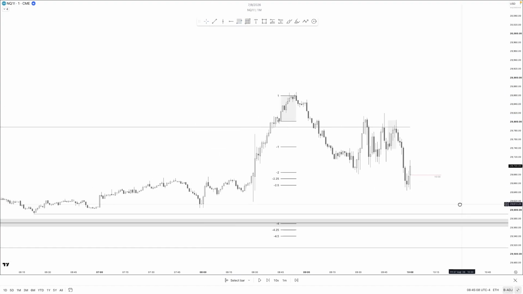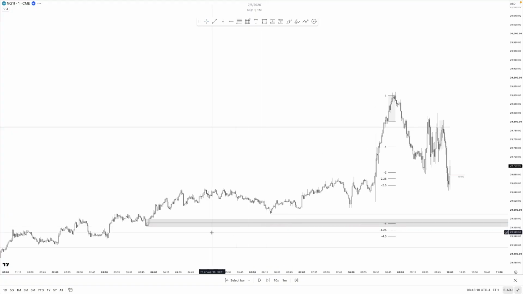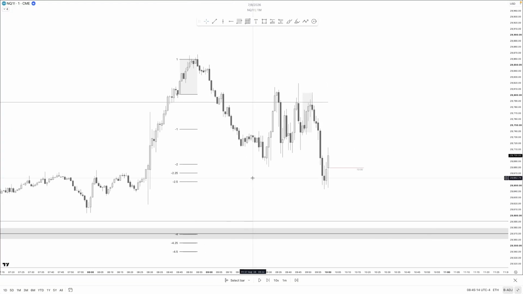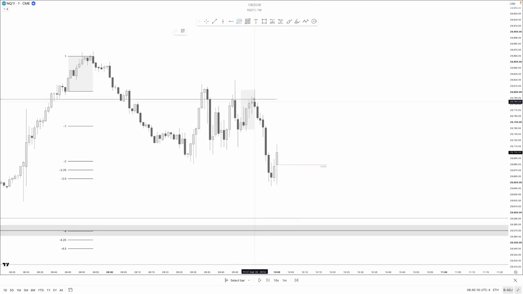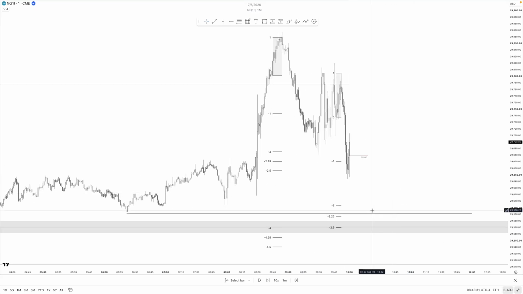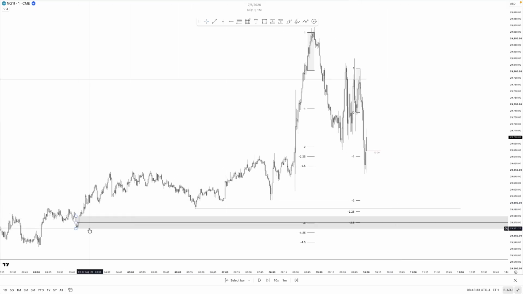See how max expansion of -4 aligns really nicely with that 5-minute CE, 5-minute rejection block CE, and we also have this level here, right there. You see how that wick perfectly also aligns with -2.5, so we have max expansion for 2 deviation levels aligned perfectly with our 5-minute rejection block CE right below engineered liquidity, right?